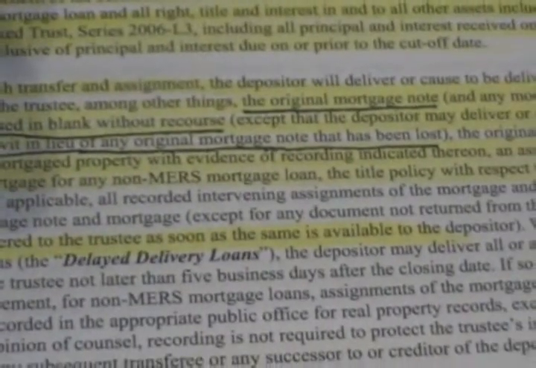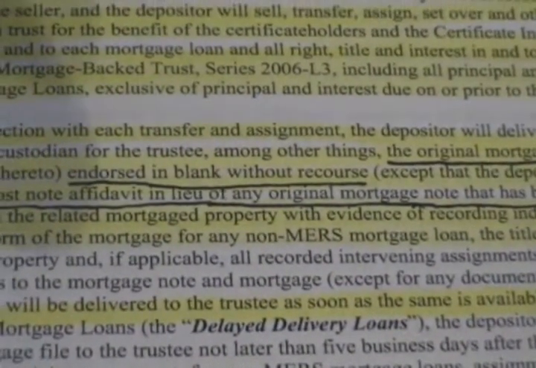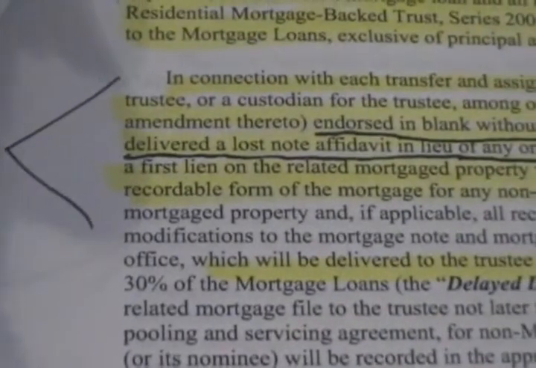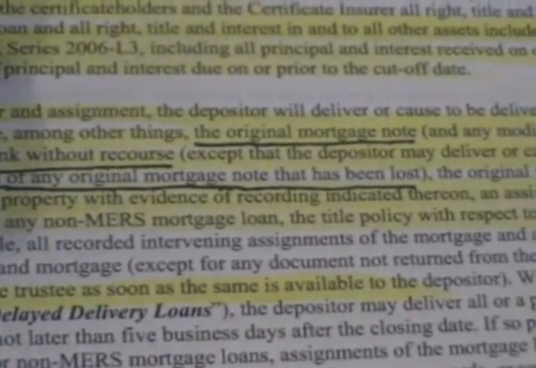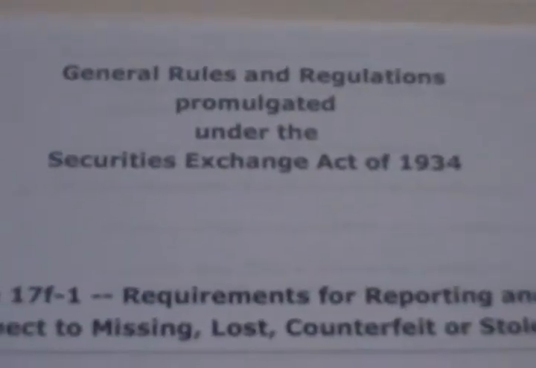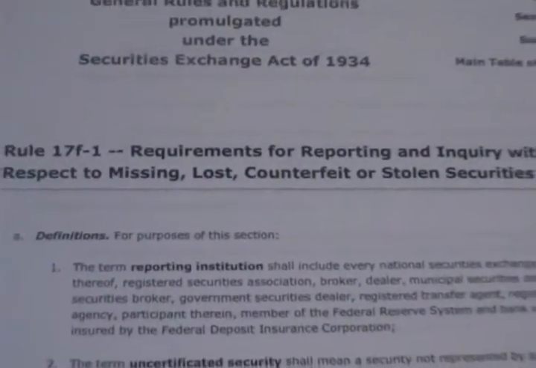The assignment of mortgage. Okay, the original note endorsed in blank without recourse. You paying attention? They can pretty much commit fraud anytime. A delivered lost note affidavit in lieu of any original, the mortgage note has been lost. Well, that's the case, and if it is indeed lost, they should follow up with this. Securities Exchange Act 1934, and here are your requirements.